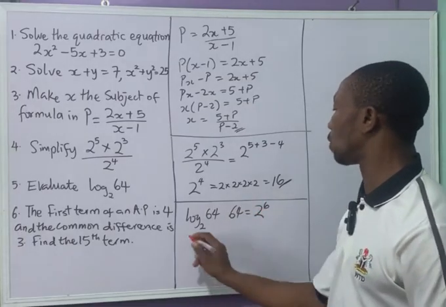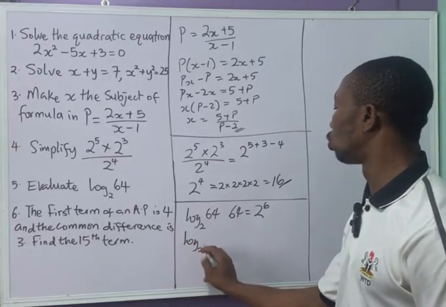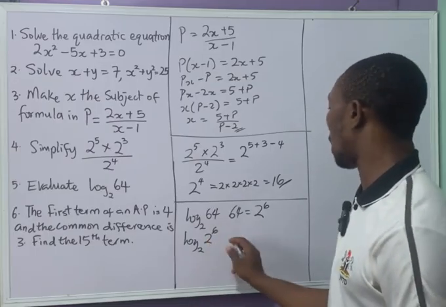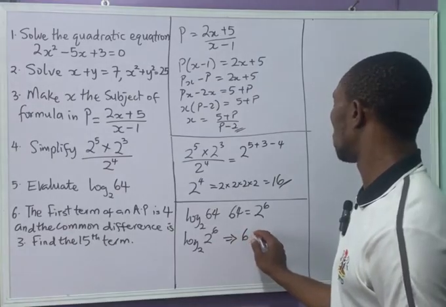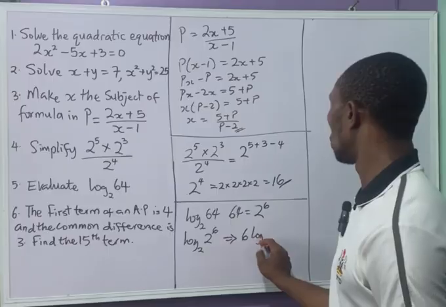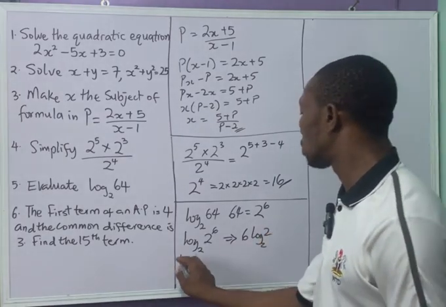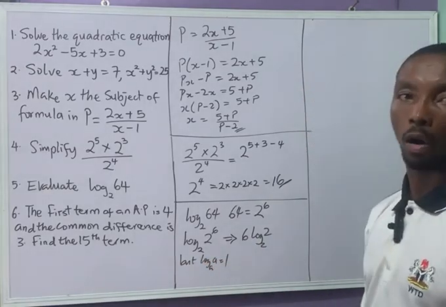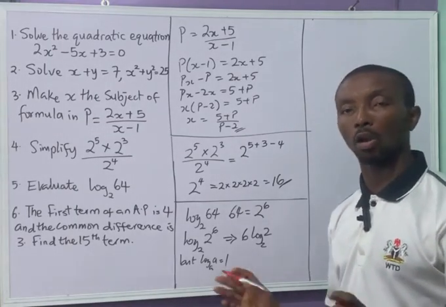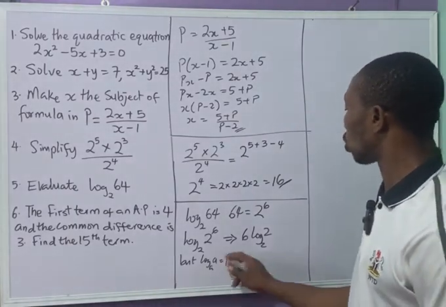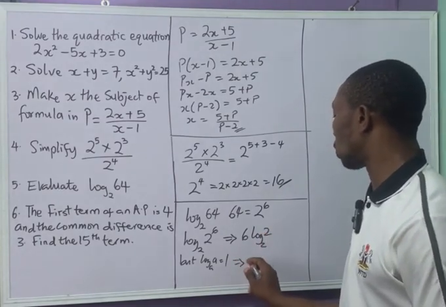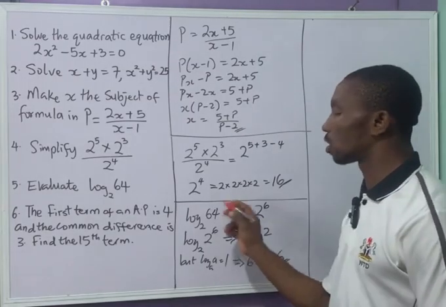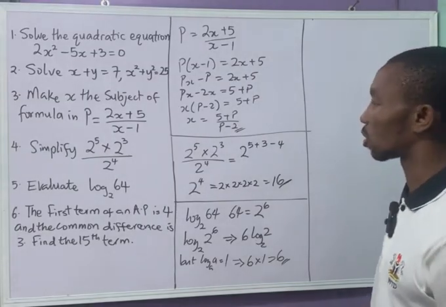Now replacing 64 here, we have log 2 raised to power 6. So this power coming down becomes 6 log 2. But we know that log A to base A equals 1. That's one of our logarithm laws. So log 2 to base 2 would be 1. So this gives us 6 times 1, which is 6. So log 64 to base 2 gives us 6.